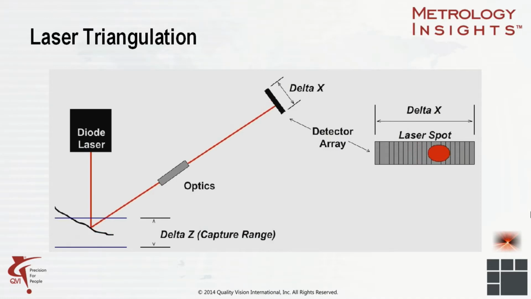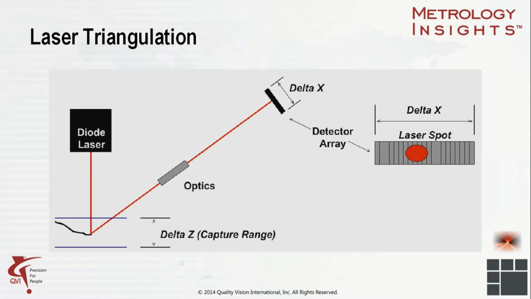Here's what happens when you run a laser scan. Shown here is the laser scanning over a surface, and it is detected up in this array up here. Once the detector sees the spot, it is able to determine the height of the surface. Conventional lasers work well in many situations, but there are some practical limitations on them.